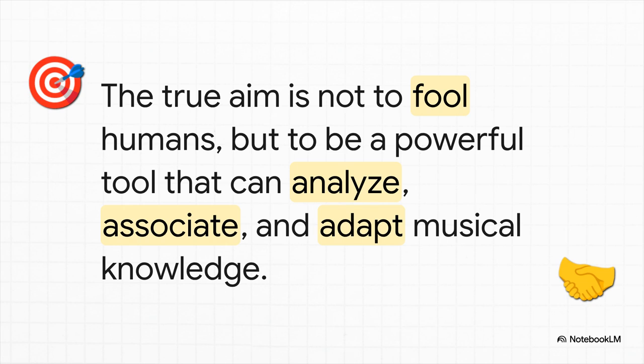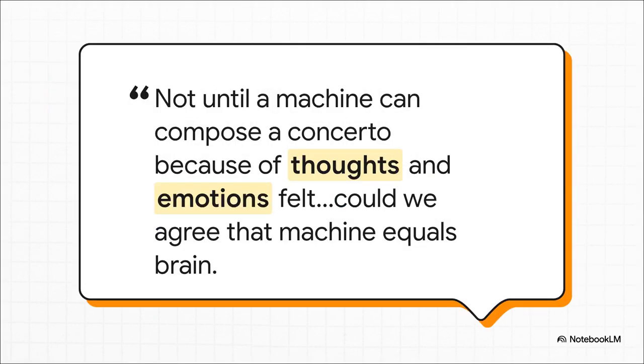But at the end of the day, the goal of a program like this isn't really to fool us into thinking it's a person. It's to be a powerful new kind of tool, a creative partner that can analyze, associate, and adapt musical ideas in ways we've never seen before, to help us generate something completely new. And Alan Turing himself, the father of AI, really put his finger on the ultimate hurdle. He was quoting a surgeon named Jeffrey Jefferson, and he said, "The real test isn't just composing the concerto, it's composing it because of thoughts and emotions you actually feel." And that, well, for now, that's still something uniquely human.